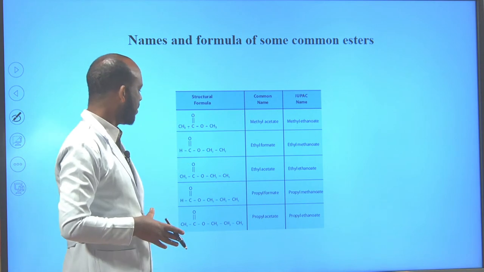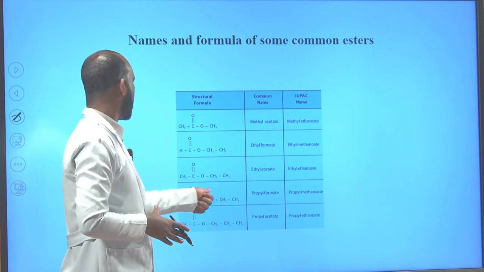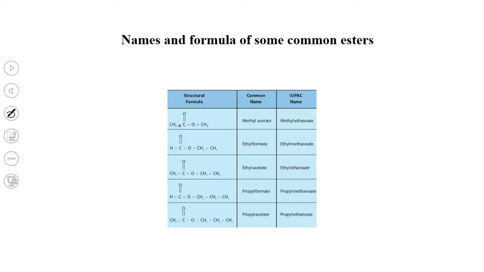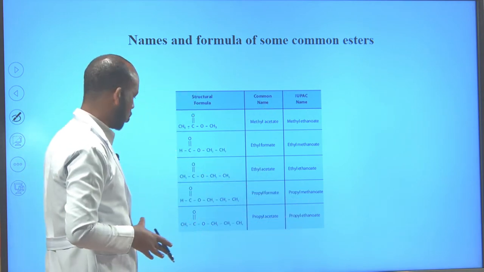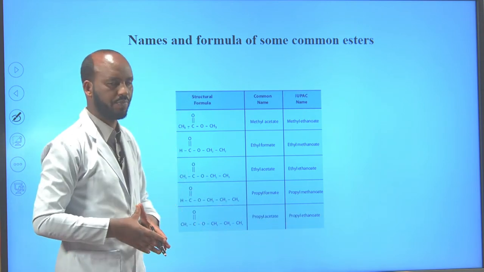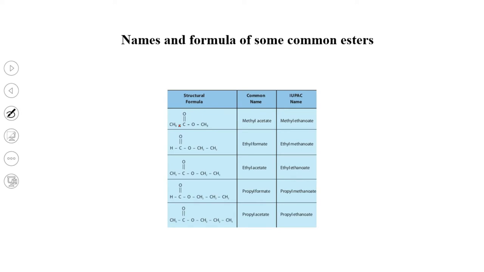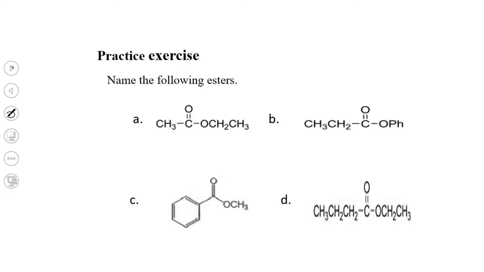CH3COOCH2CH3. Common name, alcohol portion, ethyl. Acid portion, acetic acid. Common name, ethyl acetate. IUPAC name, ethyl ethanoate. HCOOCH2CH2CH3. Common name, propyl formate. IUPAC name, propyl methanoate. Propyl acetate, propyl ethanoate. Therefore, in naming esters, first you have to name the alcohol portion, then name the acid portion. Students, let us practice this exercise. You have 3 minutes.